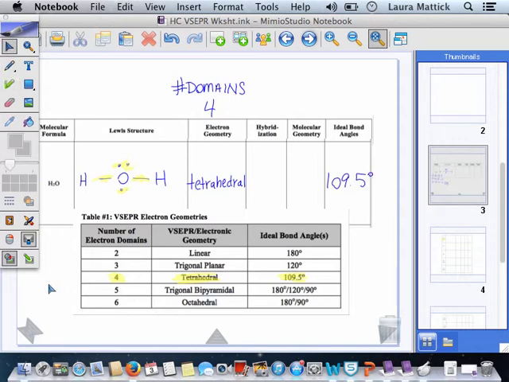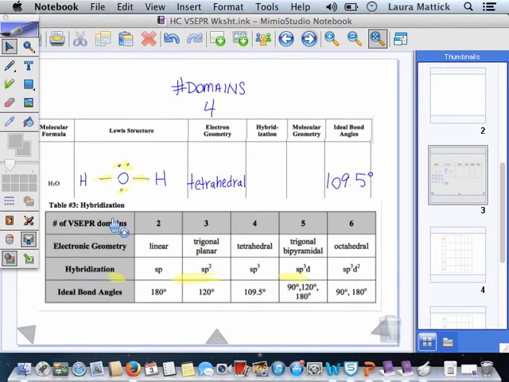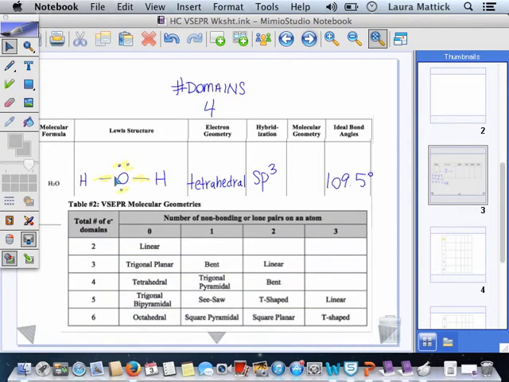The next thing I'm going to do is look at hybridization, which has to do with the third chart here. So again, I'm going to look and find that I'm going to need 4 domains, which is right here. And if I look down, the hybridization should be sp3. Notice you can also find the bond angles and actually the electron geometry with this table, table number 3. So those are pretty easy. Basically, you just need the number of domains, which is easy to find. Remember, it's the number of things attached to the central atom.